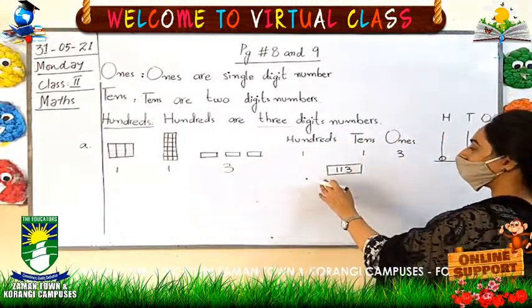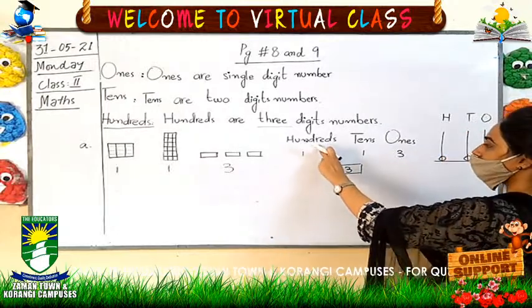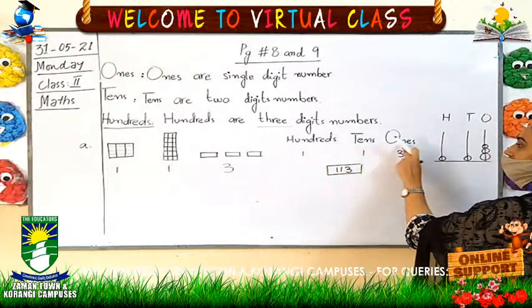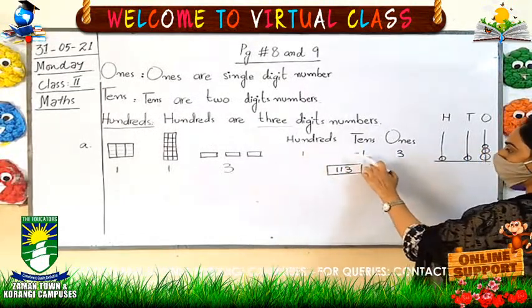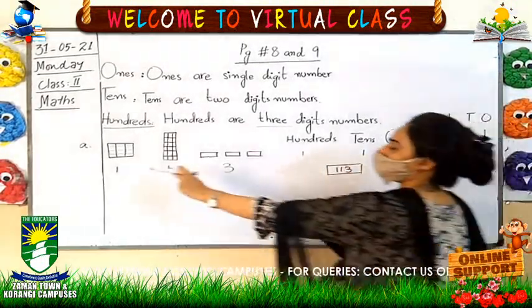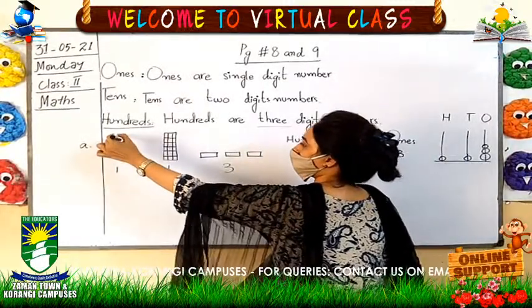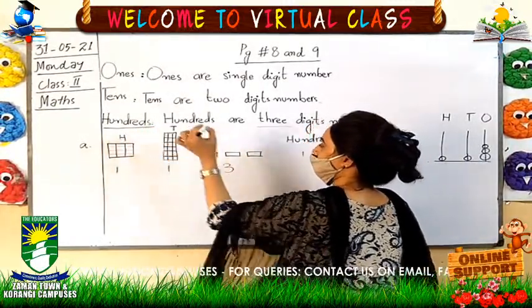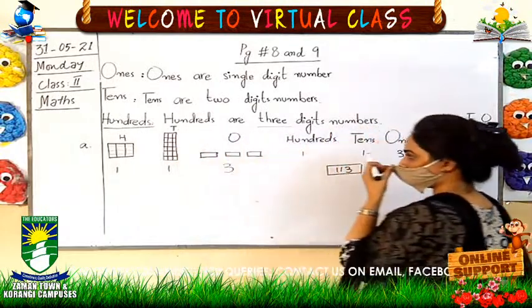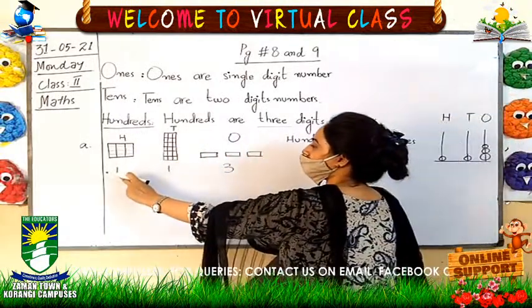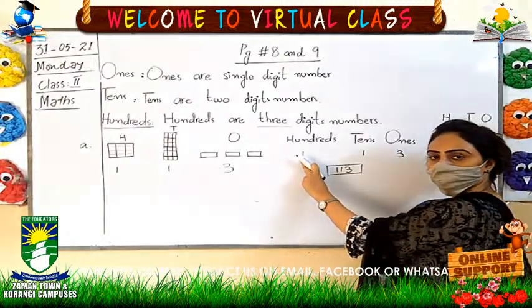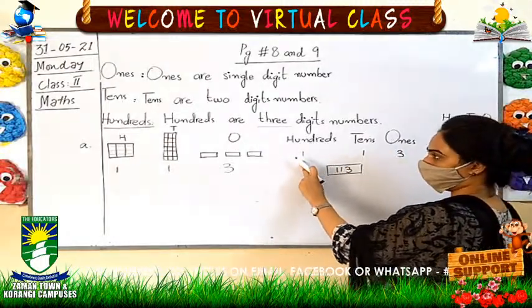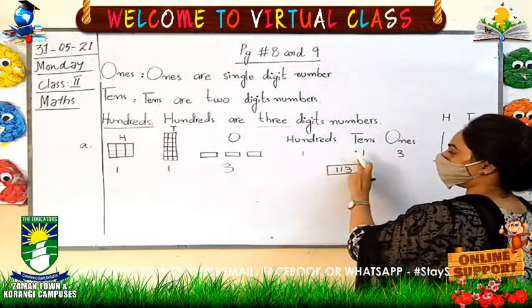So now categorize it. Hundreds, tens, ones. How many hundreds? This is hundreds, this is tens and this is ones. How many hundreds are there? One. So write one here.